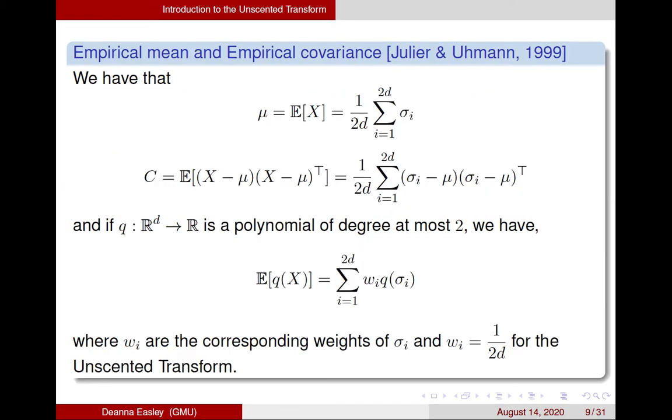Taking the corresponding weights of the sigma points to all be equal to 1 over 2d, the empirical mean is 1 over 2d times the sum of the sigma points, and the empirical covariance is 1 over 2d times the sum of the product of the sigma points minus mu with its transpose. Because of the way the sigma points and the weights are designed, we have that the empirical mean and the empirical covariance match the mean and covariance exactly.